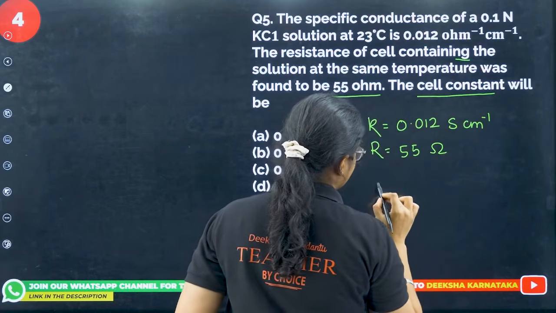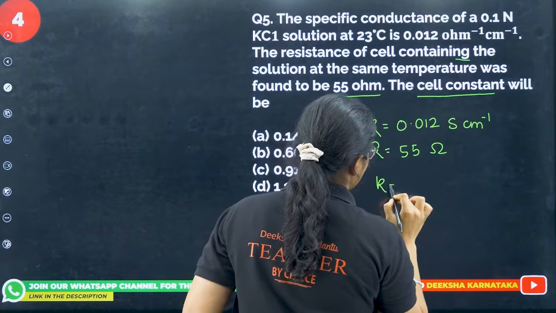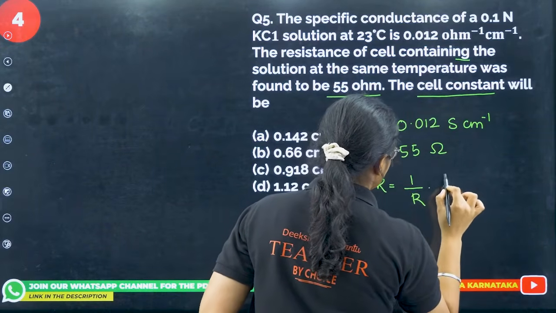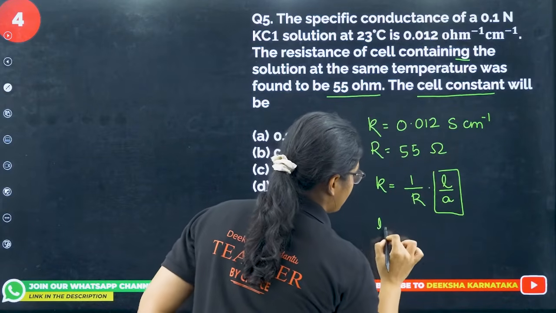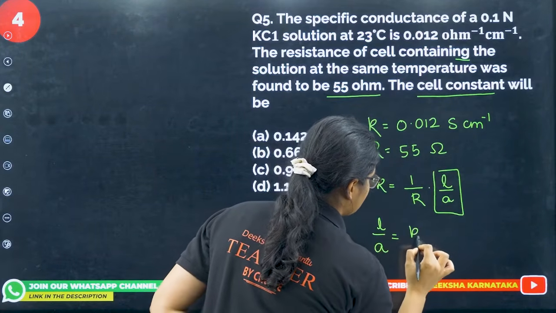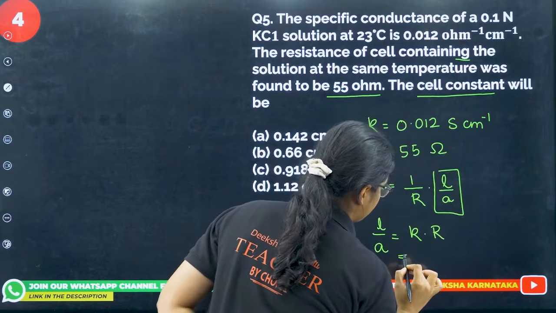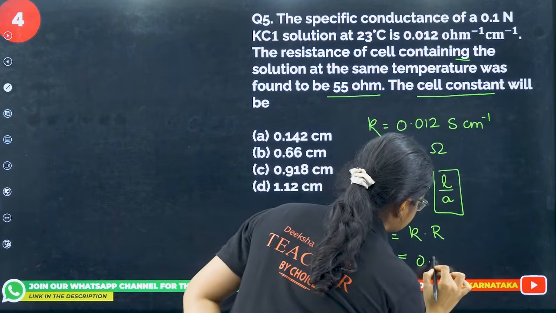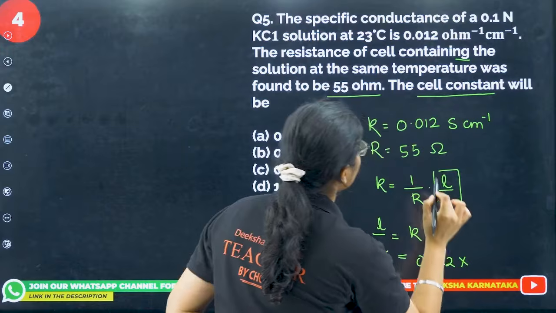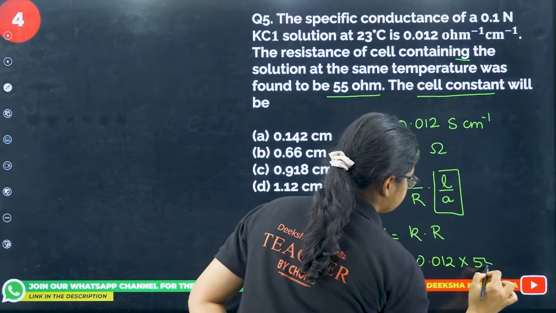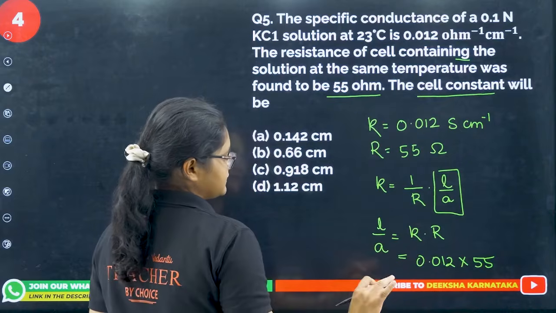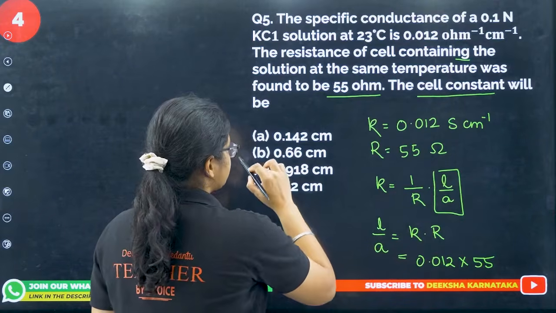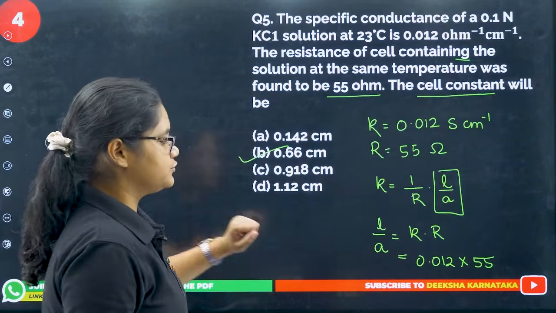So we have just calculated this one, right? Kappa equal to 1 by R into L by A, or cell constant means this one. So L by A will be equal to kappa into R, or I can write it as 0.012 into 55, right? So if I solve this, I'll get 12 5s are 60 somewhere. So I'll get 0.66. You can just do the calculation.